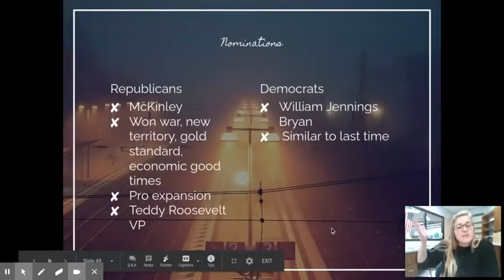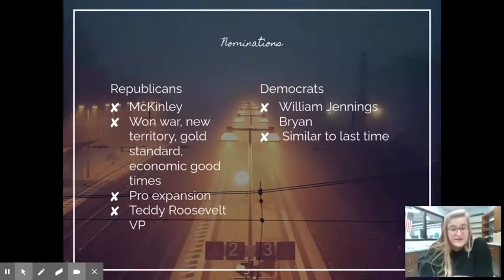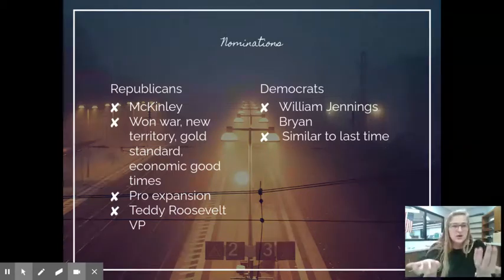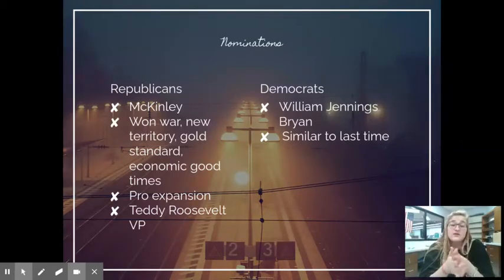All right, so moving into the election of 1900, Teddy Roosevelt will be running. This is his ascendancy to the White House. This is happening at the same time as the Progressive era, okay? The Republicans nominate McKinley. He had won the Spanish-American War. He had won us all these new territories. We were put on the gold standard. There was some pretty good times. We were fixing things progressively, and Teddy Roosevelt was his vice president.